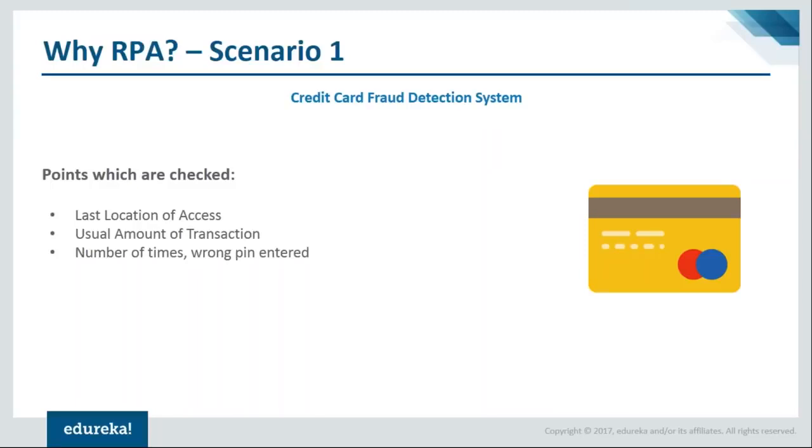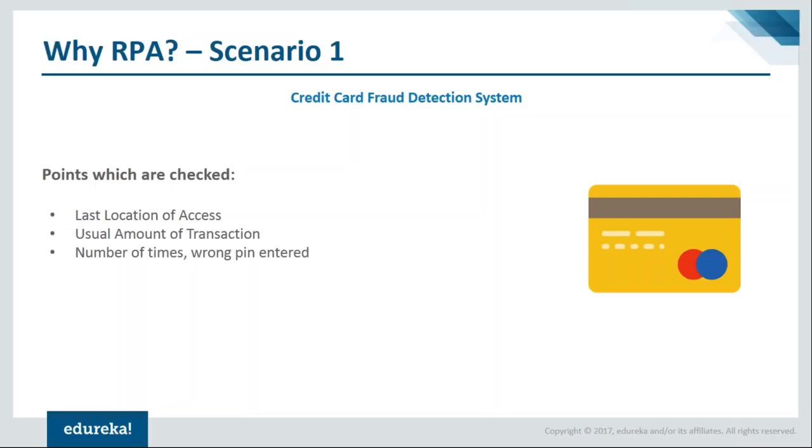Now, any transaction that is coming in is judged on the basis of rules that you have designed, right? Let's consider these rules to be something like this. For example, the last location of access of your credit card is far away from the location showing in the transaction right now, so it becomes suspicious. Second, the usual amount of transaction: maybe in a month you transact around 20 to 30,000 in cash from your credit card, but suddenly you made a transaction of 500,000, right? That is a huge number.